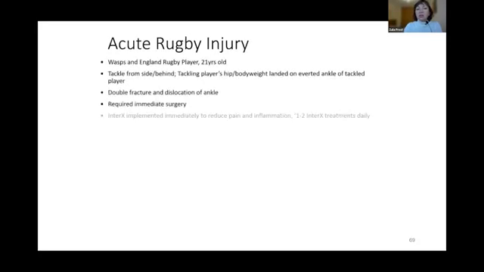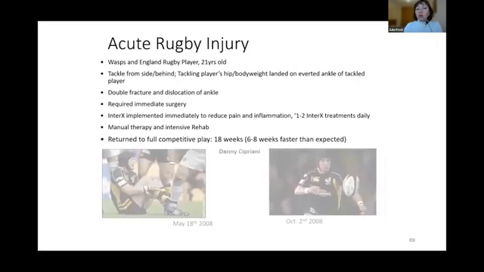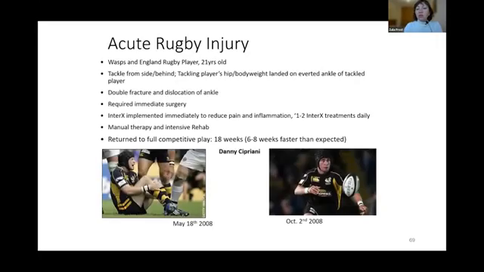So if we have literally a couple of minutes on case studies, I just want to demonstrate to you how to use it for acute injuries. If you use the InterX, you can immediately make a difference in recovery. This rugby player had very serious surgery, very serious injury, and yet he used 1 or 2 InterX treatments daily, especially at the beginning, whilst it was acute. And he came out to play two months earlier than expected. And you know, top players, they get top physio treatments.